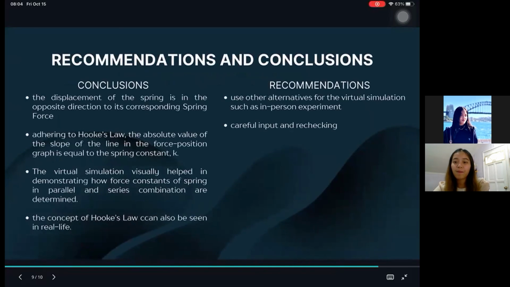Then these are the recommendations because it is acknowledged that the virtual simulation may not be accurately similar to an in-person setup and that human errors upon putting an input on the virtual simulation are still possible.